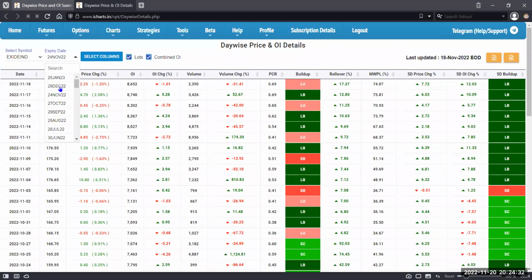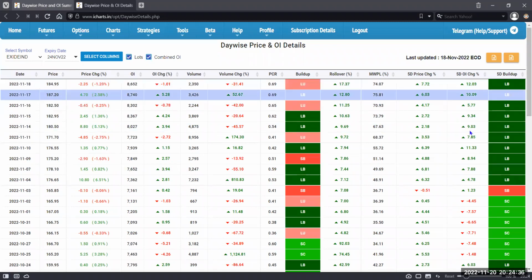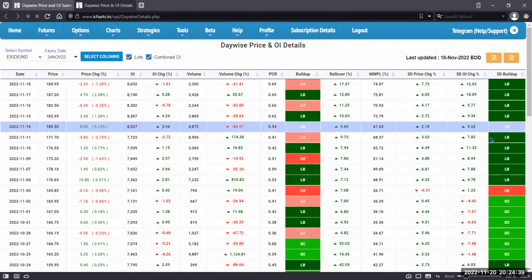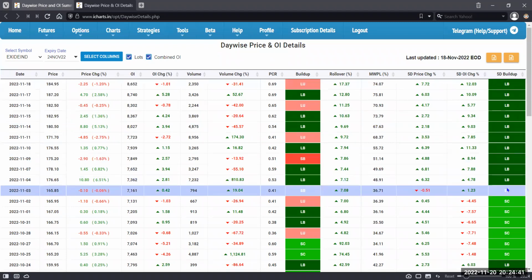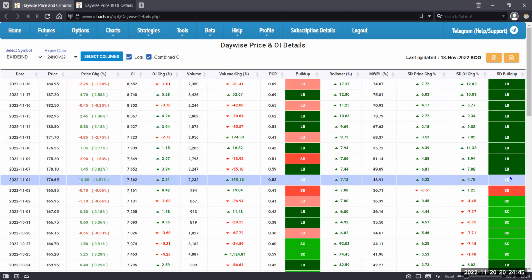So these, whatever latest 3 monthly options that are there, it will be a combined view of all that. So you'll get a lot more confidence in whatever view is going on. Here, this is Exide, which seems to be bullish for the last few days.